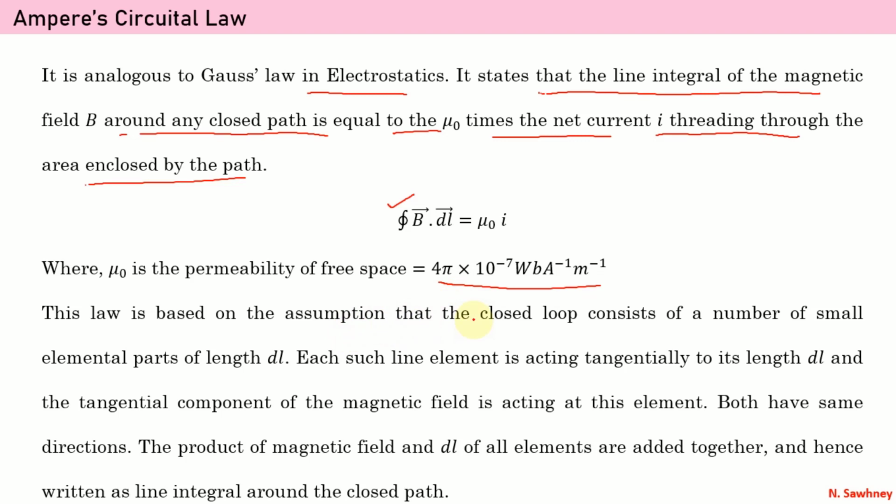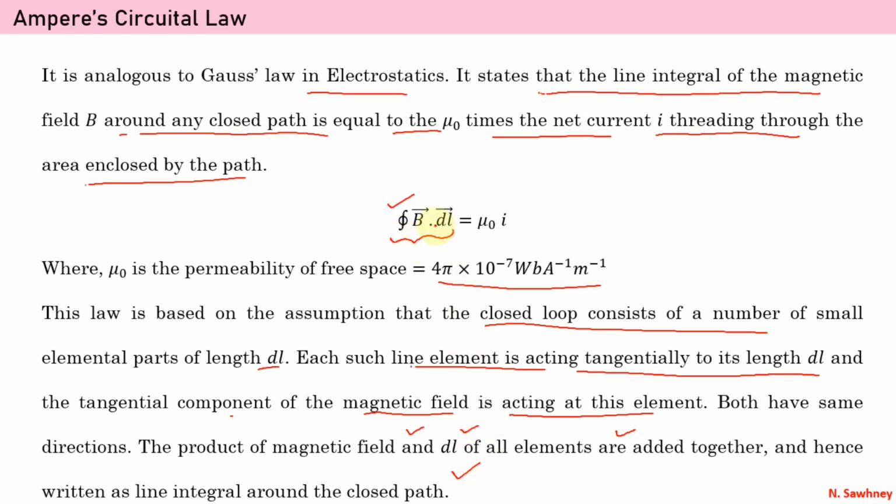This law is based on the assumption that the closed loop consists of a number of small elemental parts of length dl, and each such line element is acting tangentially to its length dl, and the tangential component of the magnetic field is acting at this element. Both have the same directions, and the product of the magnetic field and dl of the elements are added together and hence written as the line integral around the closed path, like this.